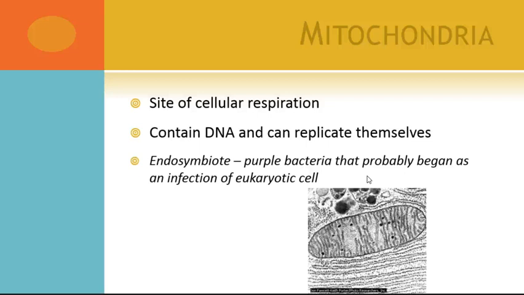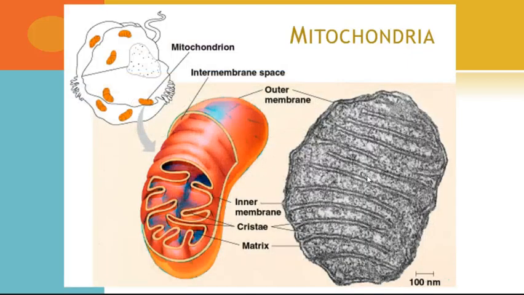And so that brings us to the endosymbiont theory. That is that this was probably a purple bacteria of some sort, like purple sulfur bacteria, that began as an infection of a eukaryotic cell and became a symbiotic relationship because this little guy was doing respiration and making ATP, and it's great, and so it ended up working out, and now it's just the way. All eukaryotic cells have mitochondria, and they are the little powerhouses of the cell.